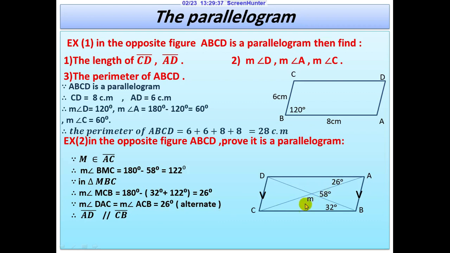Now we proved that AD is parallel with BC, and he gave me also AB parallel with DC. That means this shape must be a parallelogram. So how to write it? In this way. Since AD is parallel with CB and AB is parallel with DC, we deduce that, therefore, ABCD is a parallelogram.